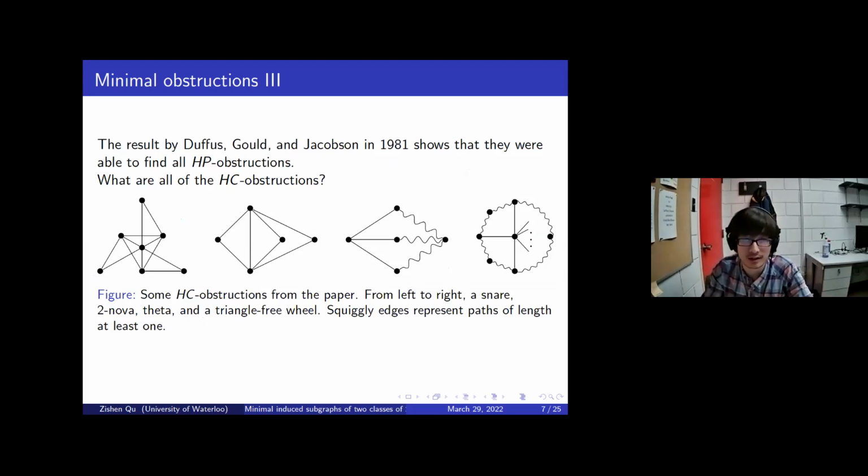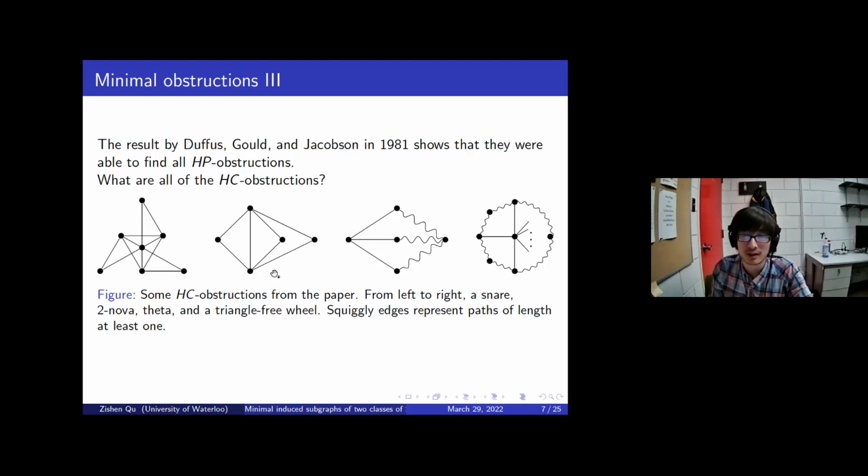Here are some examples of HC obstructions. As I said earlier, Duffus, Gould, and Jacobson resolved this problem for HP obstructions. They're just a claw and the net, two finite graphs, which is a very nice answer. So here's some HC obstructions. On the left, that's the net and a single universal vertex. So there's a triangle and three pendant vertices on the triangle, and I just put a universal vertex on it.